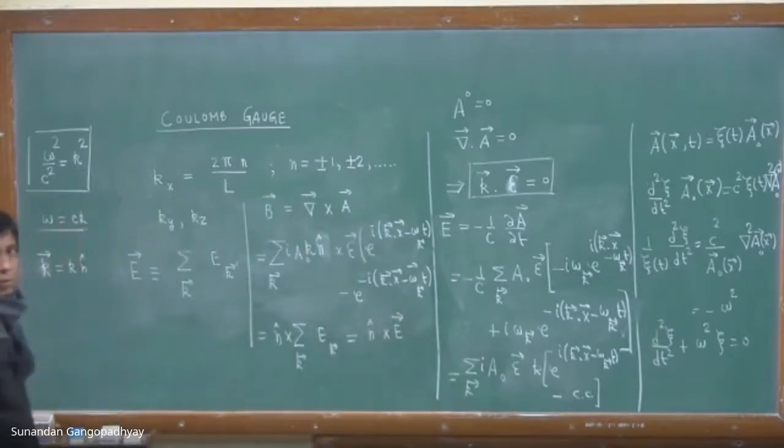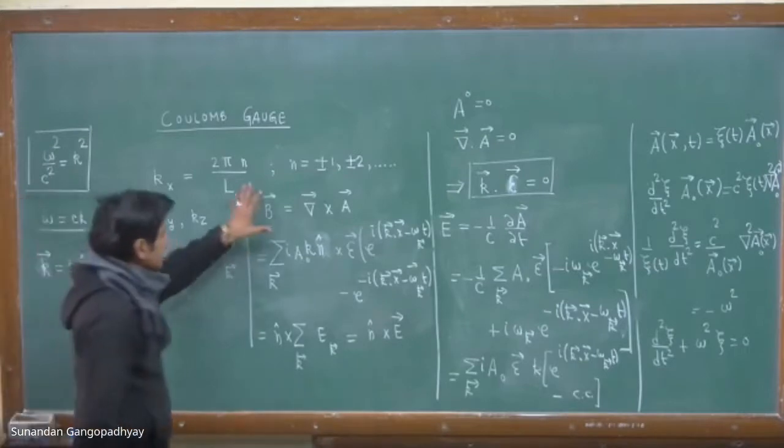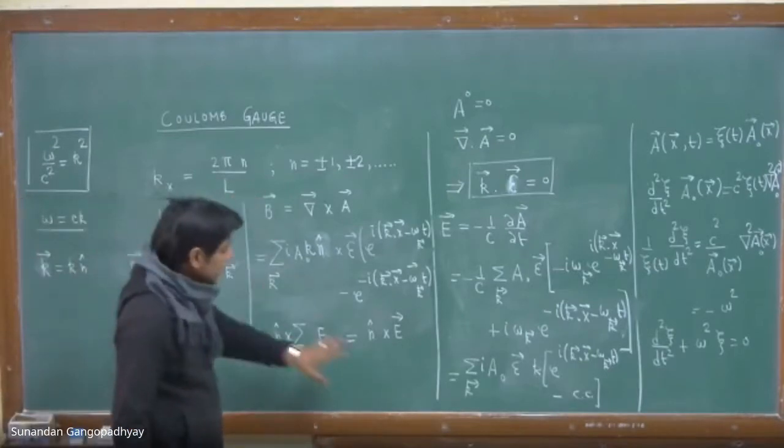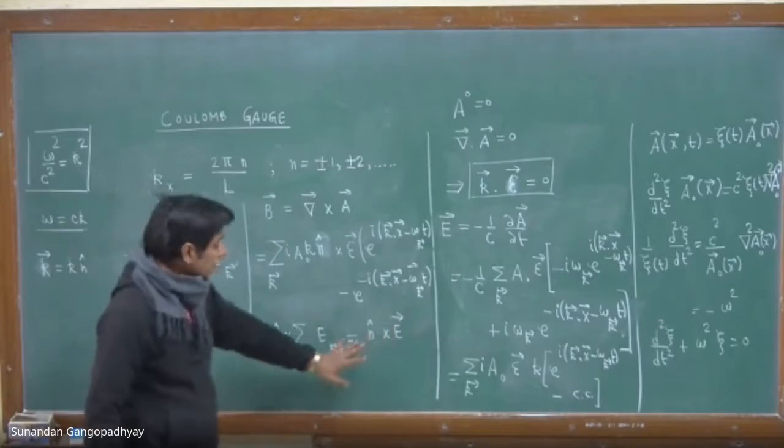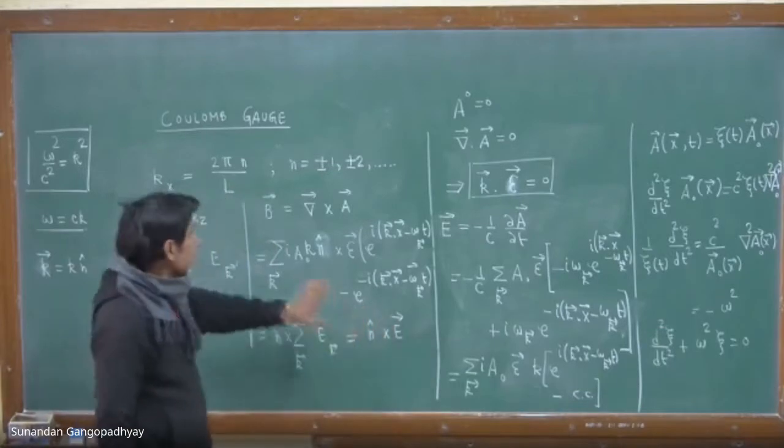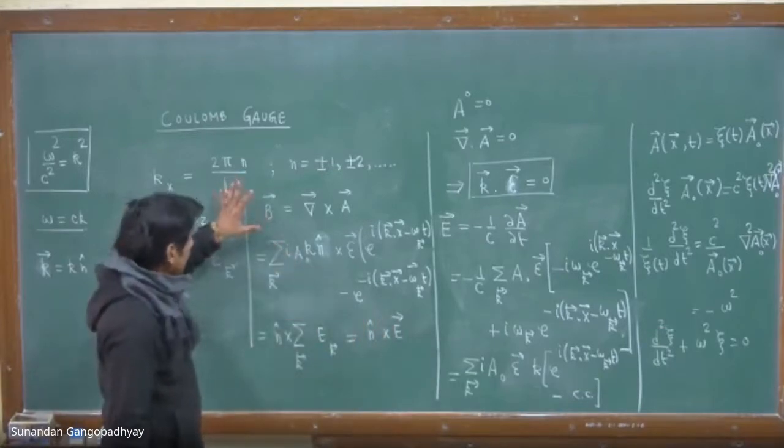And we have actually proved. So you can see from this equation that the magnitude of the magnetic field is the same as the magnitude of the electric field, because this n cap is a unit vector.